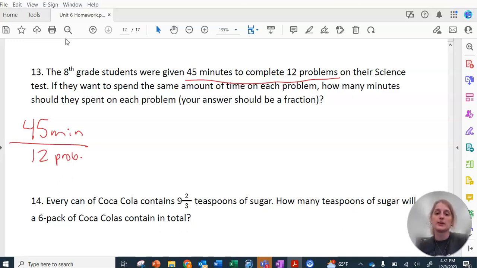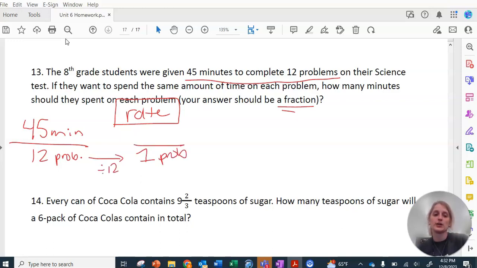If they want to spend the same amount of time on each problem, how many minutes should they spend on each problem? Oh, okay, here's why it's in the fraction one, because you're writing your answer, your remainder will be fractional. So this is actually a rate, not a ratio, because a rate is for every 1. We want to know how much time they spend on every 1 problem. So to get from 12 to 1, we're going to divide by 12, which means that the actual math I'm doing here is 45 divided by 12. And then I'm going to have a remainder, but I don't want to put a decimal in there. I want to have a fraction as my remainder.